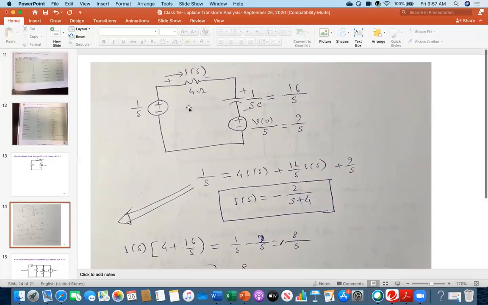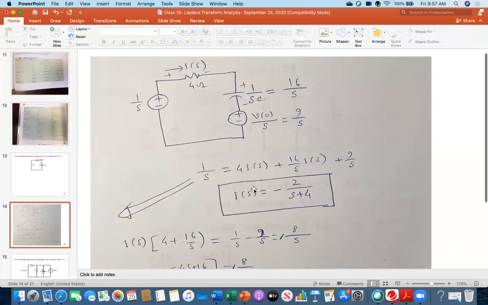So everybody see, for this circuit, you have to find Is. Because this is a series circuit, this is my source 1 over S, and then 4 multiplied by Is is the voltage drop here. And then this one is 16 over S multiplied by Is. And this is directly the voltage source, so 9 over S. So from there, I got this result: Is is minus 2 over S plus 4.